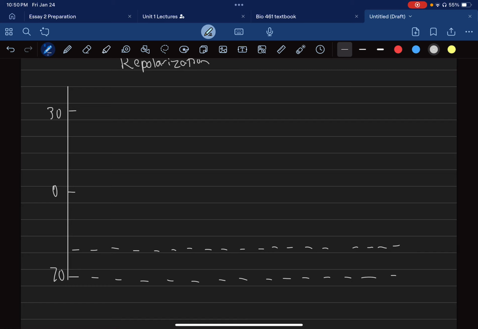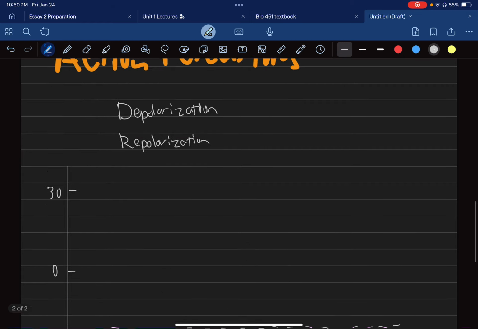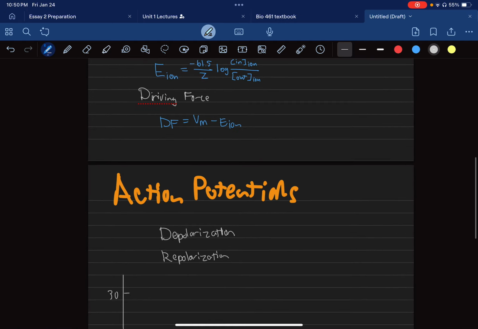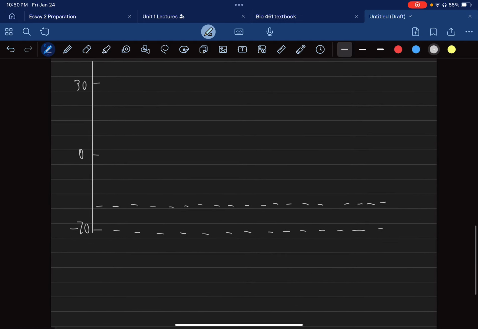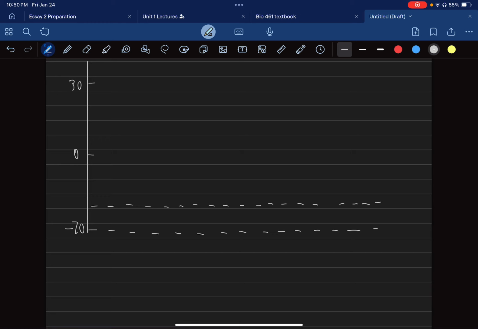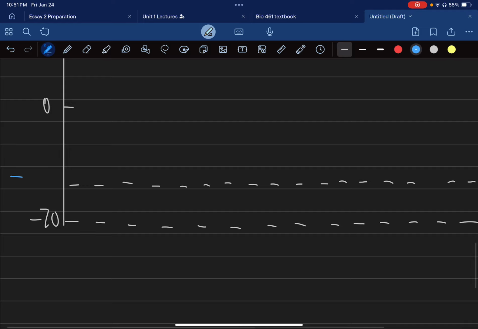Okay, so this bottom dotted line is at negative 70 mV, and this is the charge of a cell. It's not every cell, but some cells are going to be at negative 70. And then this dotted line right here is going to be our threshold.